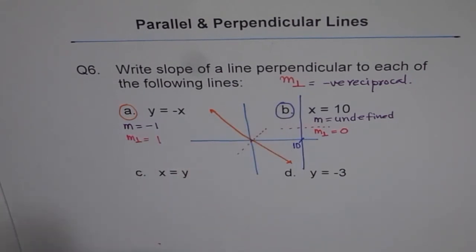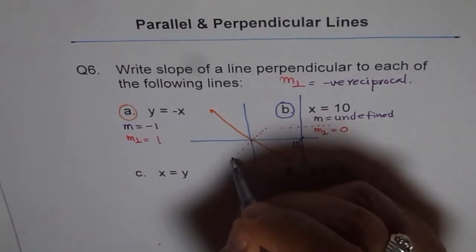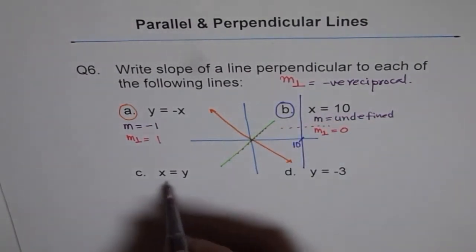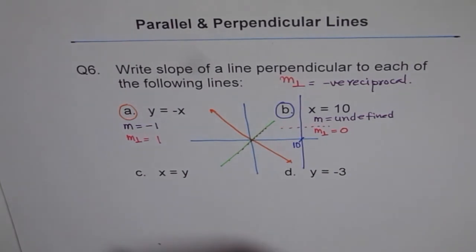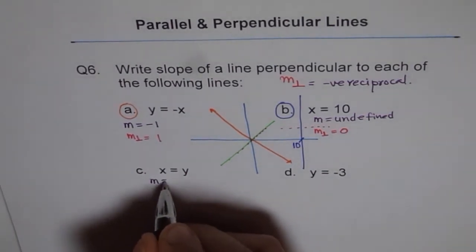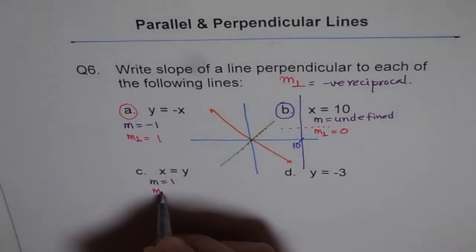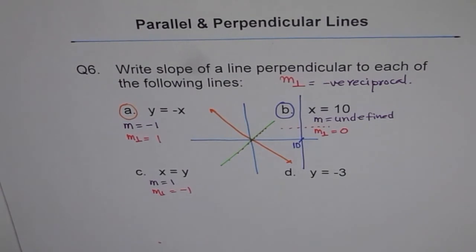Okay. Now, next, C. C is x equals y. That means a line like this, which we had drawn earlier, x equals y. What is the slope of this line? The slope of this line is 1. So the slope of the perpendicular line should be minus 1. So that's our answer. If you multiply, you get minus 1.